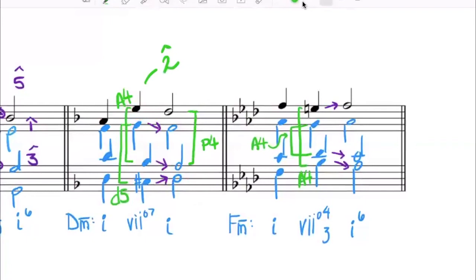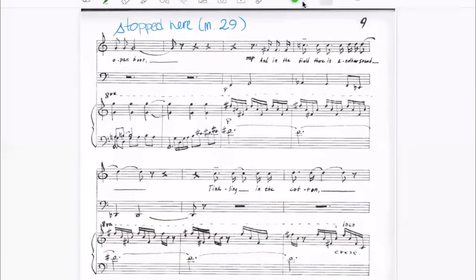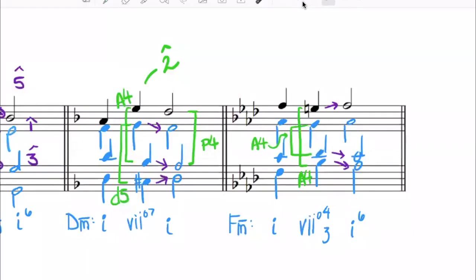In this case, it decided to resolve down to 1. Now, had it resolved up to 3, we wouldn't be having this conversation. The augmented fourth would have resolved in contrary motion, and we would be moving on to the F minor example. However, this one resolved down to 1. From a doubling perspective, that's great. We've got 2 roots, a third, and a fifth, which is a nice preferred doubling.